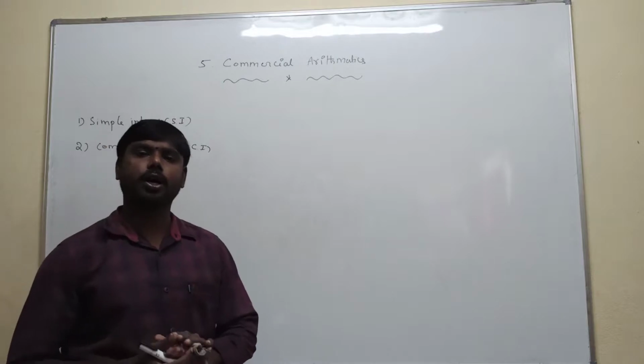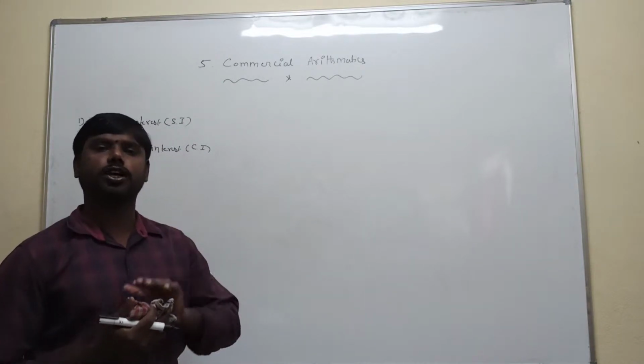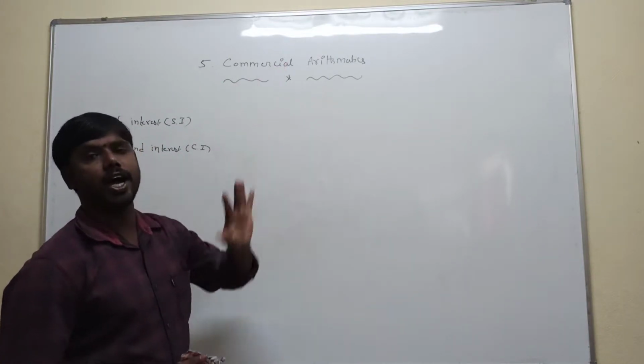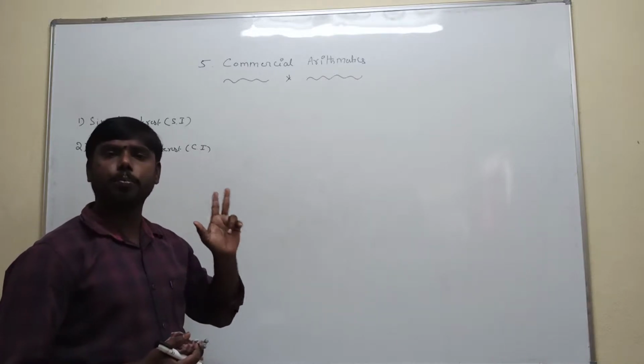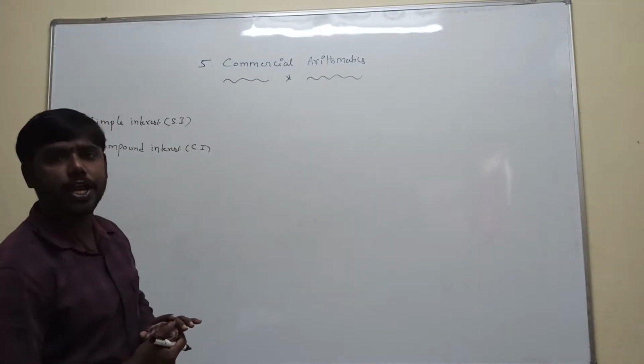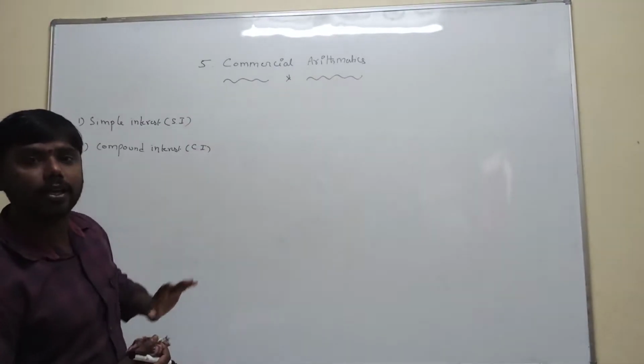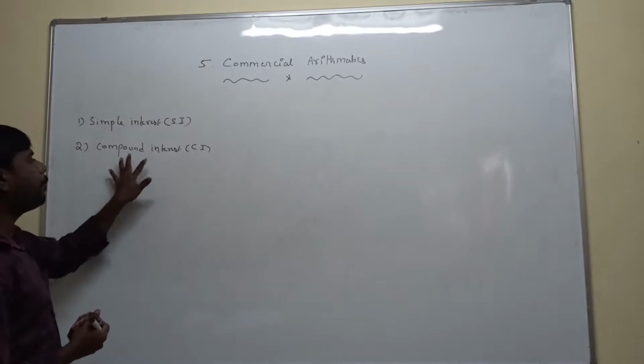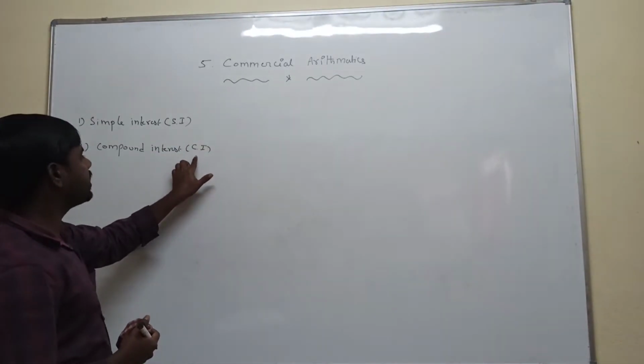Today we will discuss a new chapter, the last chapter, which is commercial arithmetic. There are two important points of interest. First one is simple interest, denoted by S.I. Second one is compound interest, denoted by C.I.